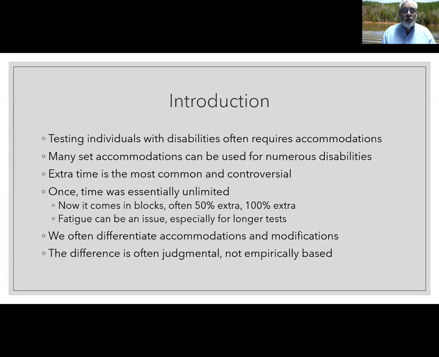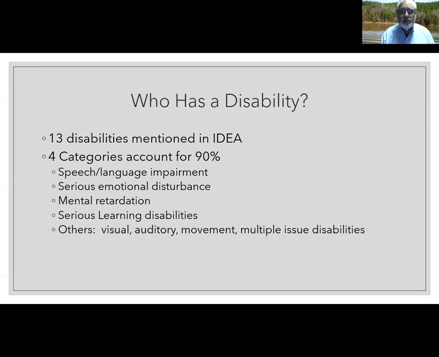Now, while ADA requires accommodations, some people in testing have differentiated accommodations and modifications. I'm going to be talking about that in a minute. But what you will see is in most cases, this is a judgment call over whether it's an accommodation or a modification. And what I'm going to talk about is really the principles of the two.